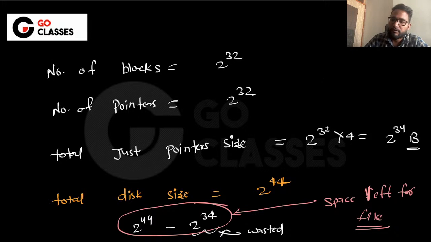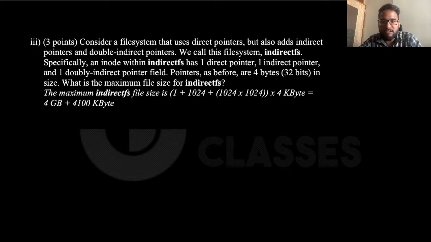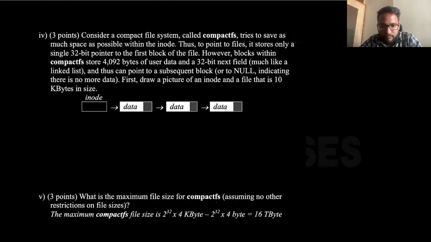Let me know if that is fine to everyone. Yes, Sumant, that is correct. Right. So these are the number of blocks that you have, which means these are the number of pointers. So basically, if you want to store a file, then you need to subtract the space that you have wasted because of the pointers. Okay. Now let's do the next question. So these are the answers here.